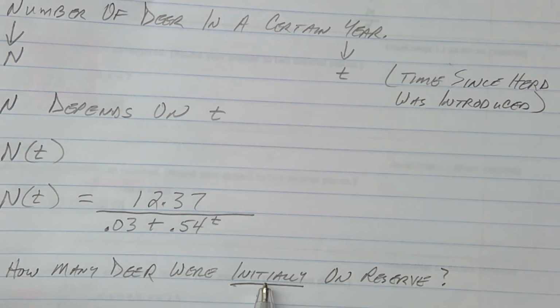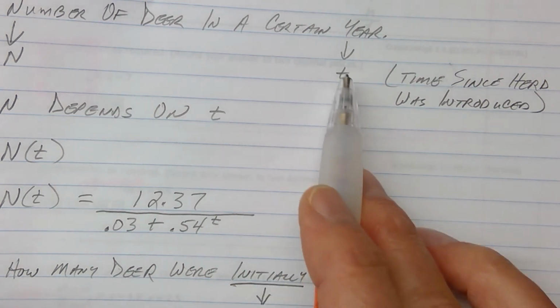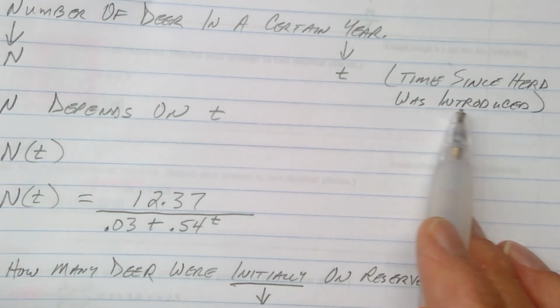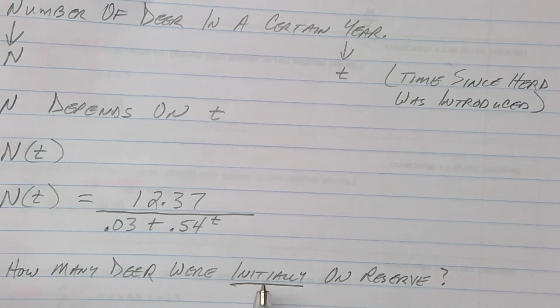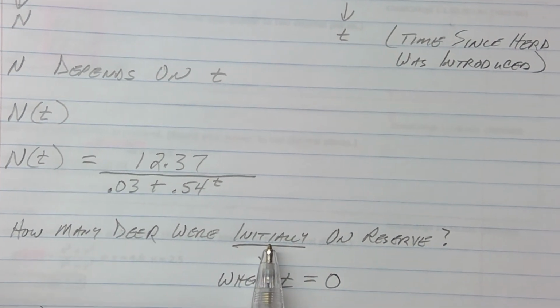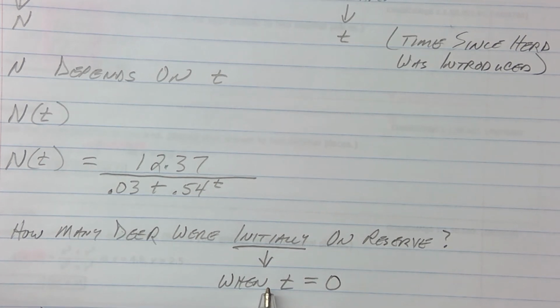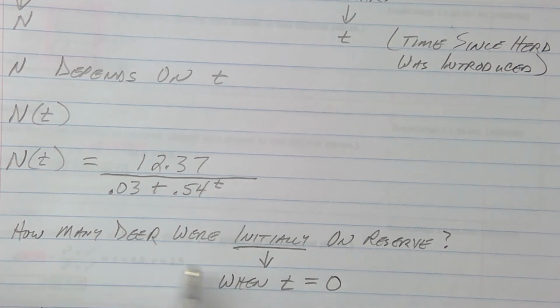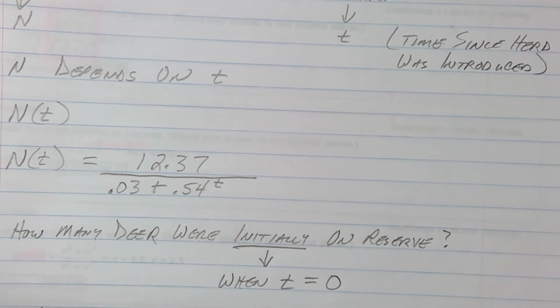Okay, initial, you've got to think about how much time has gone by. Remember, T is the time since the herd was introduced. Well, if you have just dropped them off out of the cattle trailer, then time is 0. No time has gone by. They haven't had time to breed or multiply or reproduce or anything like that. So whenever they ask you for the initial amount, they're saying when time is 0, when no time has elapsed, how much did you have?